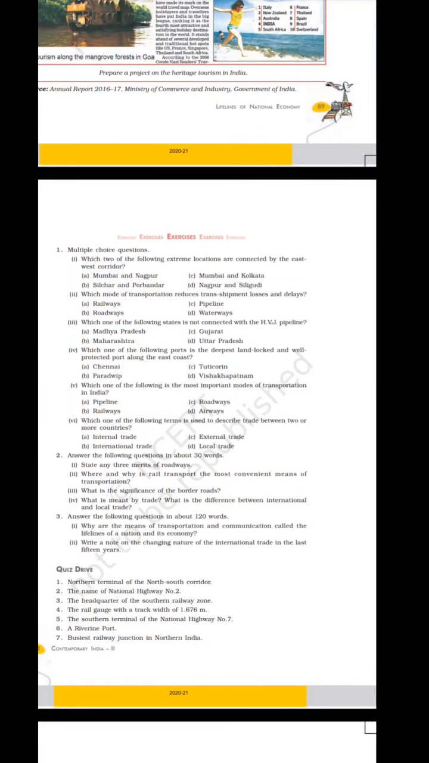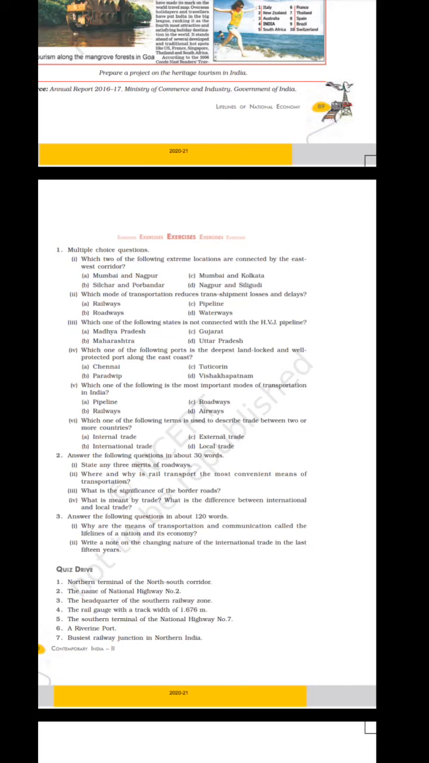Exercises. Multiple choice questions. Which two of the following extreme locations are connected by the east-west corridor? Mumbai and Nagpur, Mumbai and Kolkata, Silchar and Porbandar, Nagpur and Siliguri. Which mode of transport reduces transshipment losses and delays? Railways, pipeline, roadways, waterways. Which one of the following states is not connected with the HVJ pipeline? Madhya Pradesh, Gujarat, Maharashtra, Uttar Pradesh.